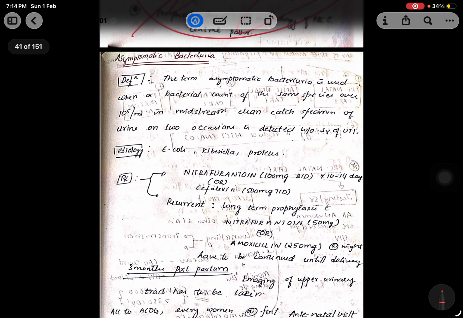Again, what is asymptomatic bacteriuria? That is, there are no symptoms, but there is bacteriuria of more than 10 to the power of 5. In a normal patient, we will never intervene.